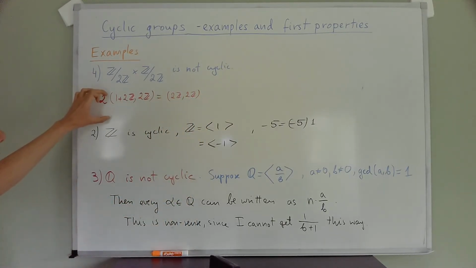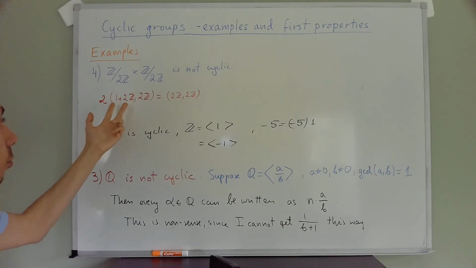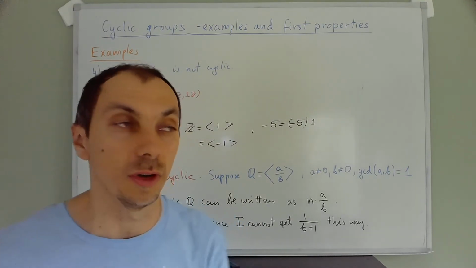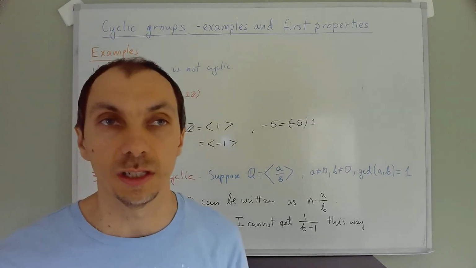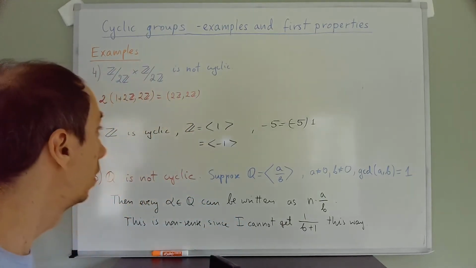So 3 times that will be again 1 plus 2Z, 2Z. 4 times that will be 2Z, 2Z. And I'm only cycling between these two elements, 1 plus 2Z, 2Z, and 2Z, 2Z. So this cannot possibly give me all the elements of the group.